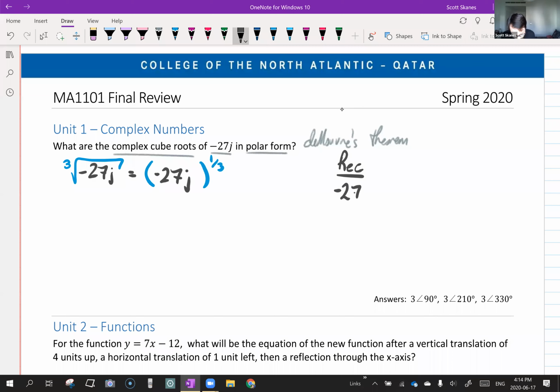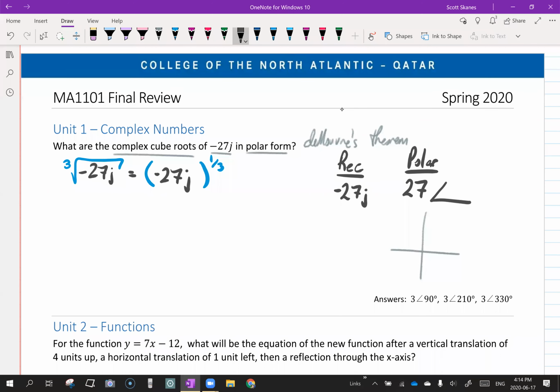So in rectangular form, this is our number. In polar form, does anyone know what that number is? Does anyone remember? I'll draw you a little sketch, but does anyone remember? It's 27 something. What's our angle? 90? Not 90, but you had a good shot. It was a good try. Not 90, it's actually 270.